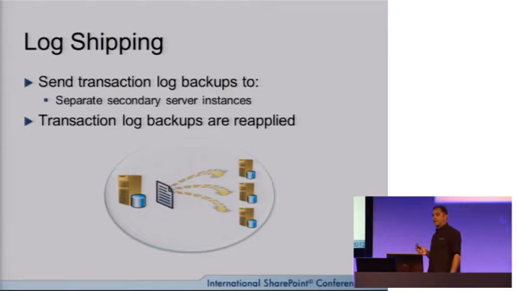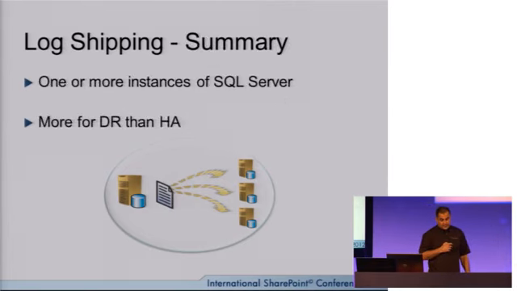There are also no network latency dependencies on this. So if you wanted to put your DR farm up in, for example, Edinburgh, log shipping would have to be the way you go, because there are no network latency dependencies. So, a summary of that: one or more instances is a SQL Server, and it's more for DR rather than a high availability type scenario, which is where you'd use your log shipping.